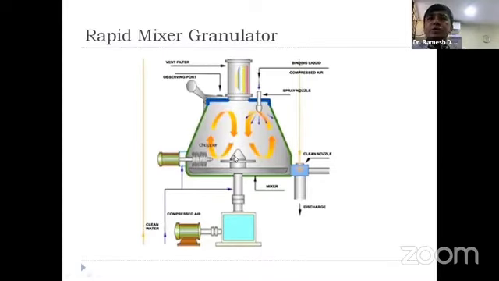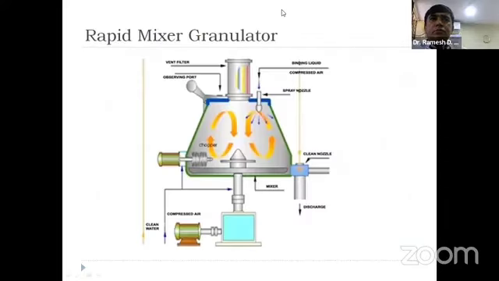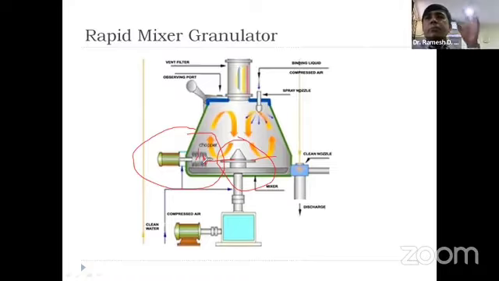It is having two blades. The central blade is known as the rotor blade, and this is a chopper blade. This rotor blade will throw the mass away from the center, and the chopper blade will chop it, will break the lumps into small parts.